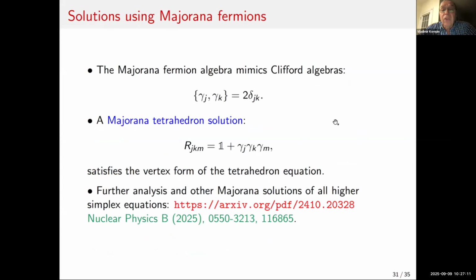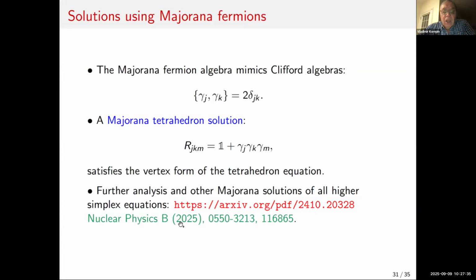The third approach is our third approach for solving the Yang-Baxter equation as well as the higher simplex equations. Let's consider Clifford algebras. Gamma are generators of the Clifford algebra, delta is the Kronecker symbol. If I take this R, identity plus three gammas, this is the Majorana one. This is a solution of the tetrahedron equation. We put it in, there is a minus sign until the commutators work out. This is a solution of the tetrahedron equation.